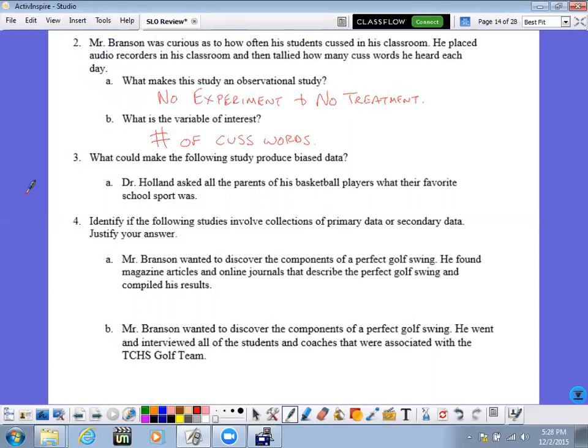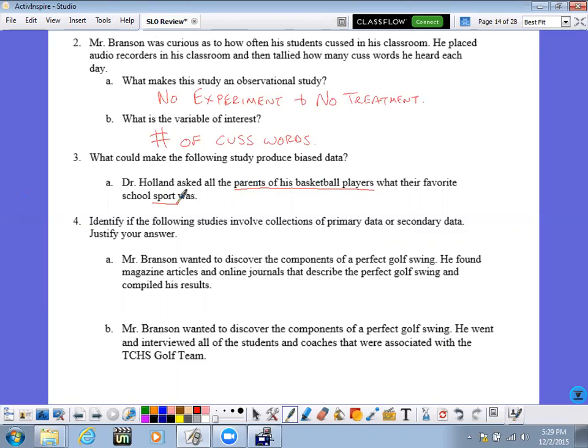All right, biased data says Dr. Holland asked all the parents of his basketball players what their favorite school sport was. Remember, biased data is just when the data that you receive is not representative of the entire population. So in this case, it's biased because he's asking parents of basketball players what their favorite sport was. They're probably going to say basketball. So in this case, that's what makes it biased, that he's asking parents of basketball players.